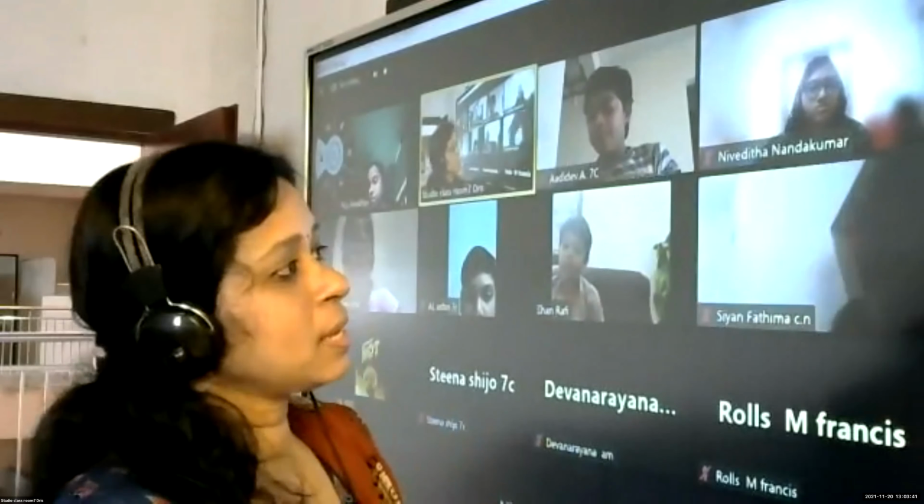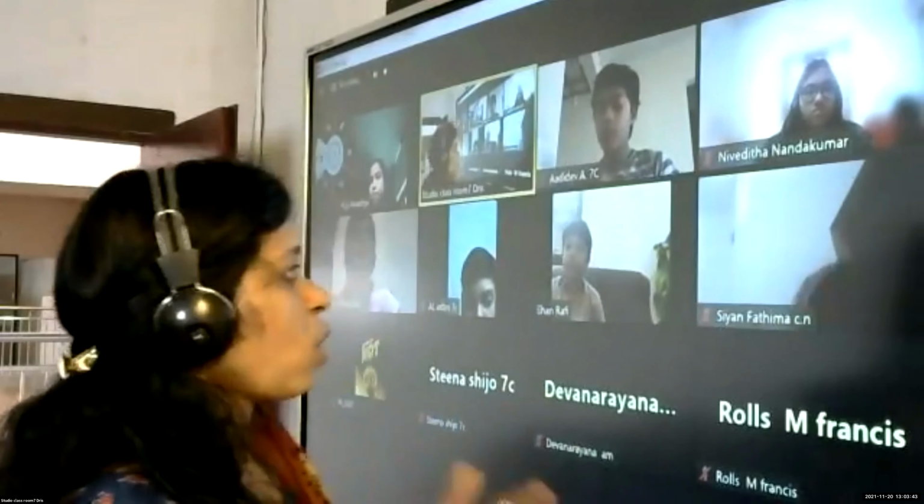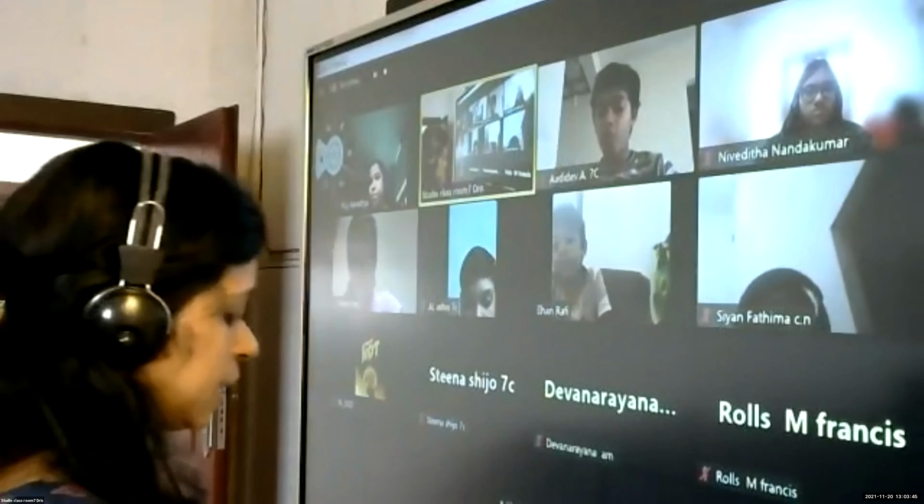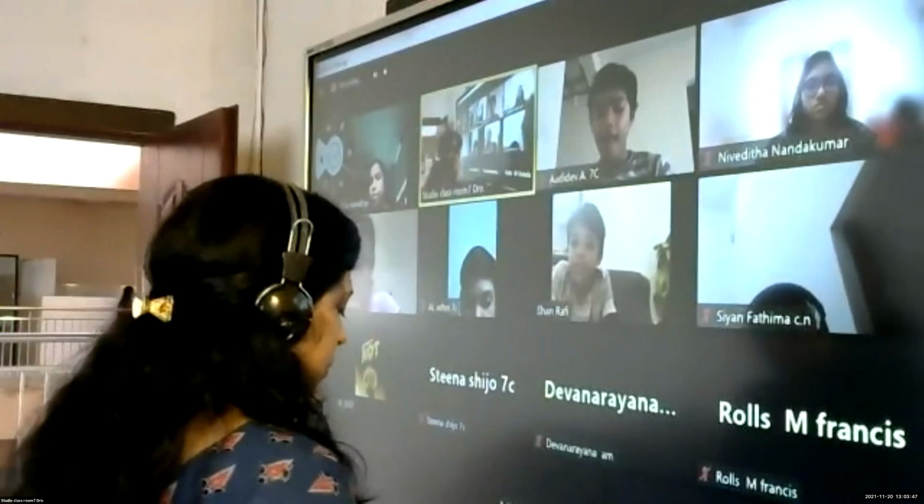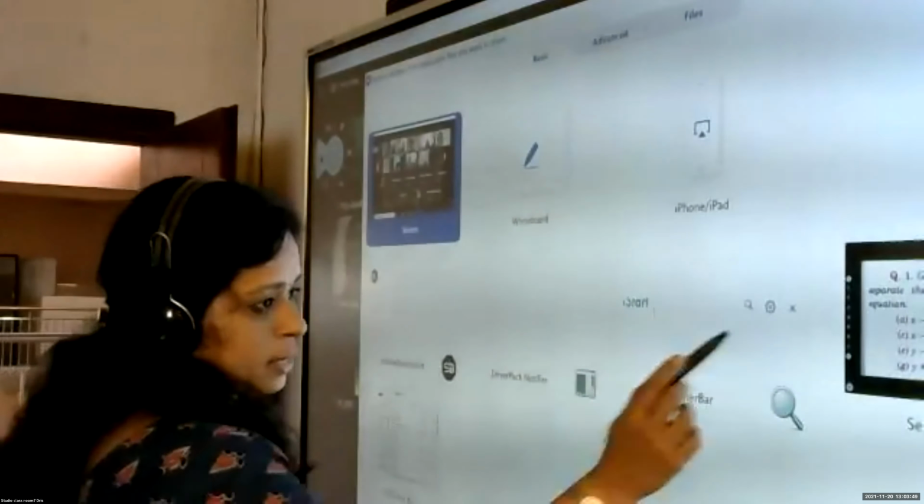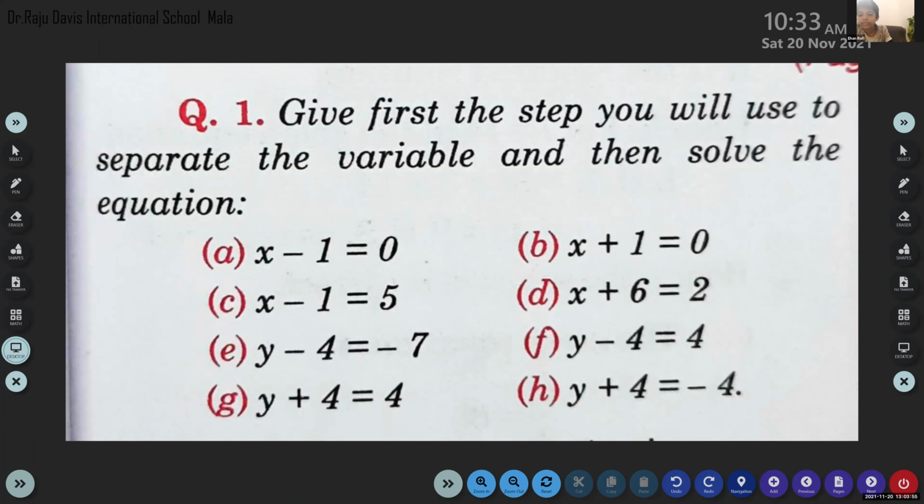So we were discussing how to find the solution of a simple equation, isn't it? Where the numbers are added to the variable or subtracted from the variable. These were the problems which we have done. And I think I have given a homework based on this for you. You were able to do it, children? Yes.